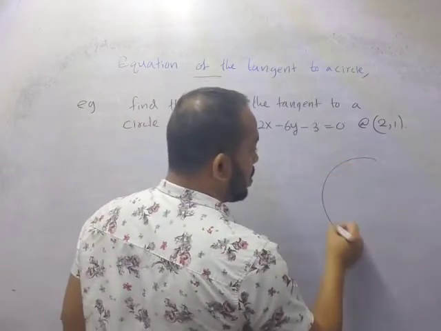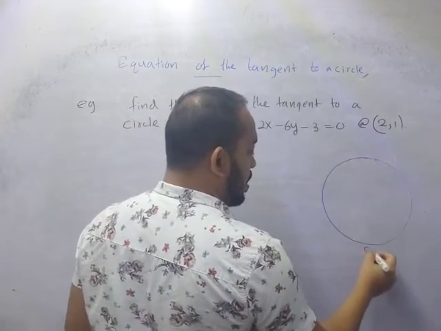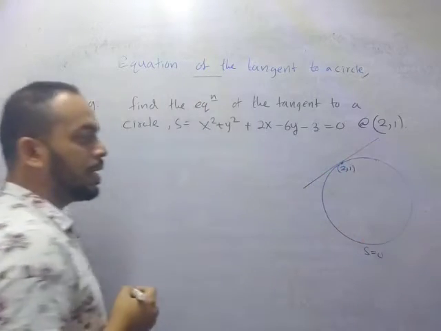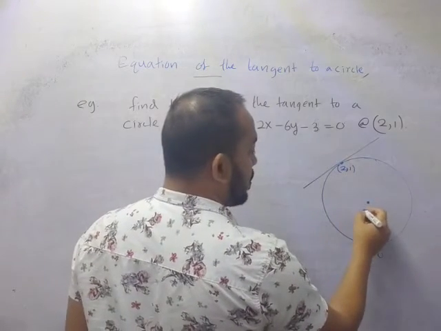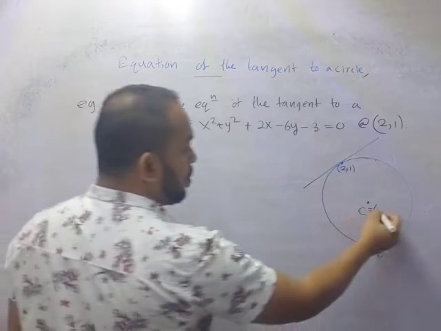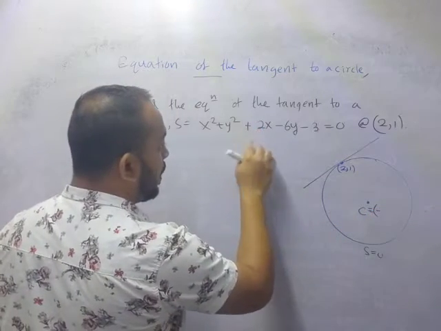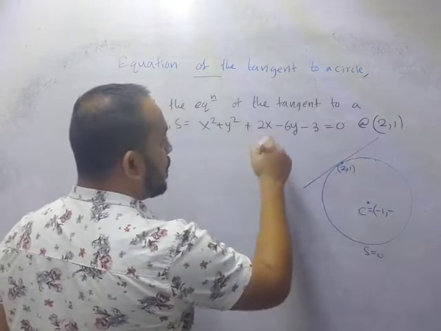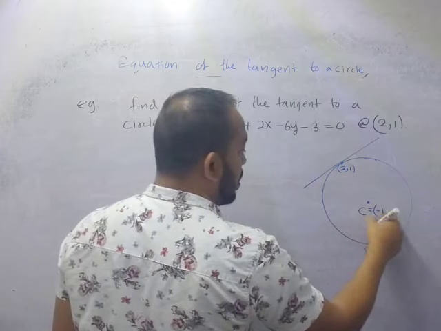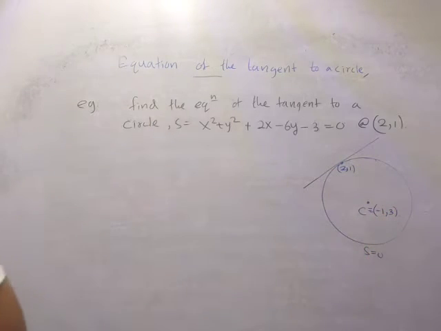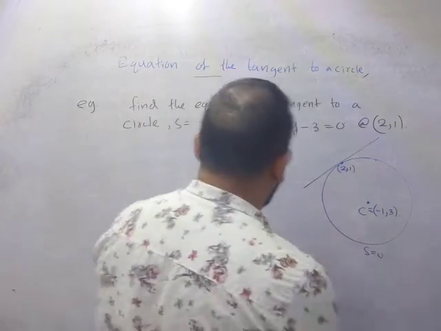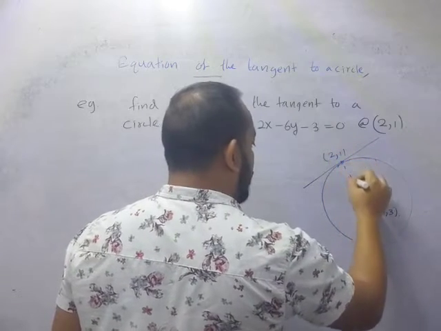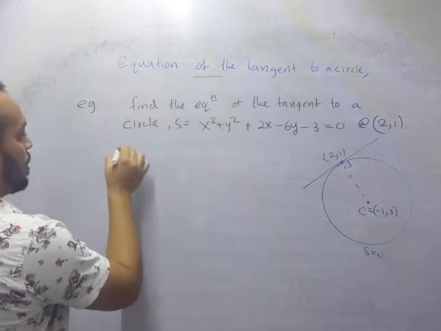So let's sketch this. This is S equals 0 and you have this point 2, 1, and a line, a tangent. Then right away you have to find the center coordinates. So you put minus sign, 2 divided by 2, that is 1. Then put minus sign, minus 6 divided by 2, that gives you minus 3, and minus into minus 3 gives you plus 3. Right? Minus 1, 3. This is the center. Now here's the thing. We have 2, 1 here, and this is perpendicular.